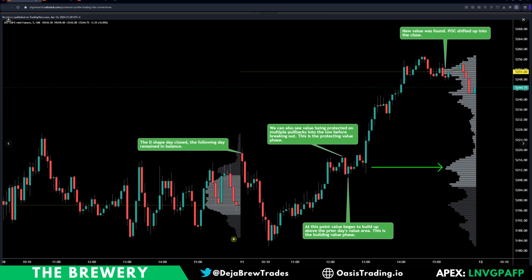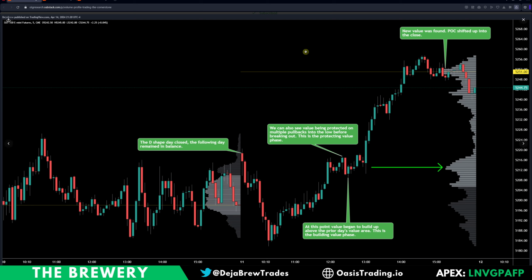Now, when you have a D-shaped trading day and you have those rotations, as we said earlier, we should not be seeing a lot of value above the value area high or below the value area low. So when these candles here began to build that node outside of that value area high of the previous day, that began to break balance, and it's what's known as protecting value.